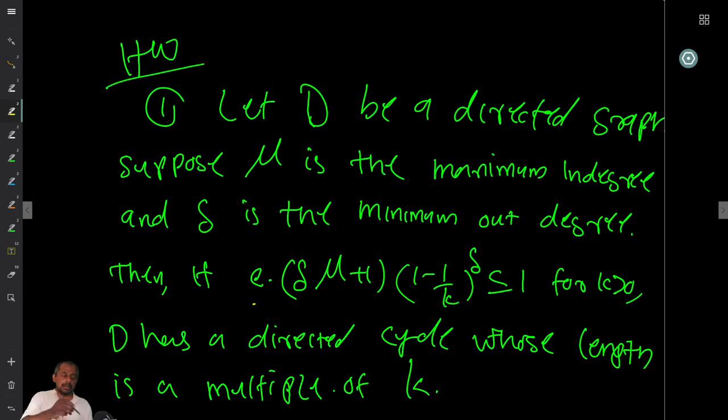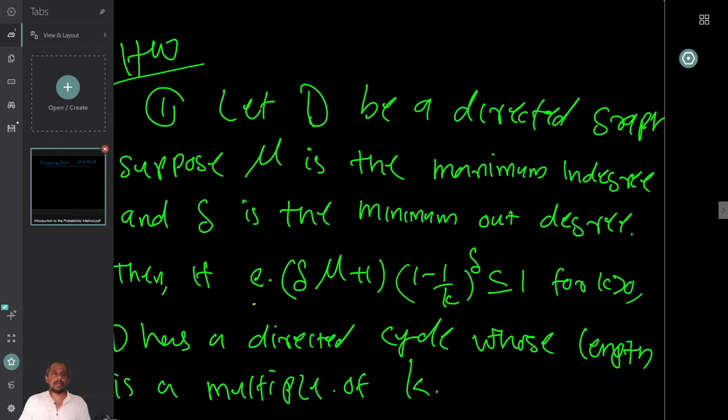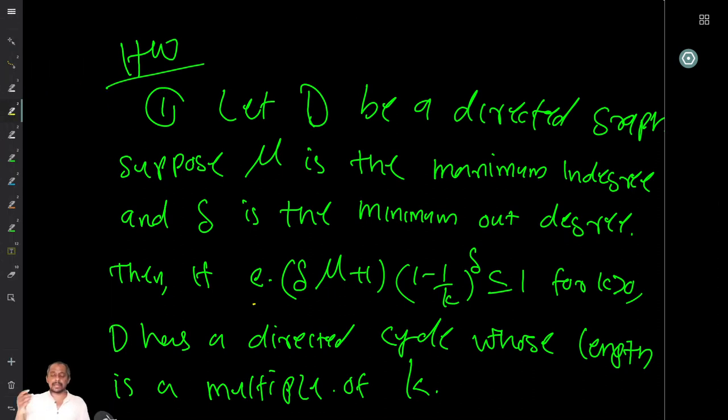So, with that, we wind up our excursion into the probabilistic method. A very, very small introduction, and we will stop with this, and then we will continue with the other topics in the next class. Okay, so thank you very much.